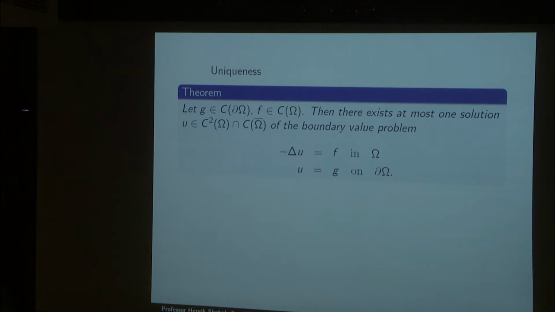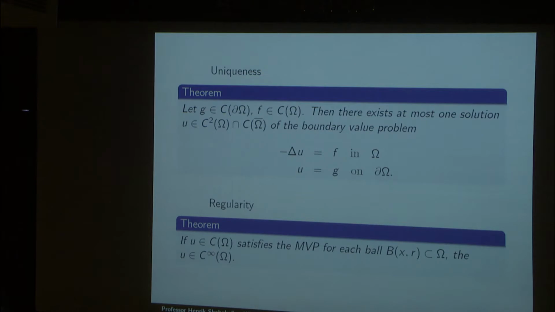Uniqueness part. The maximum principle immediately gives you uniqueness, because to prove uniqueness I take the difference of two functions and apply the maximum principle. If u1 and u2 are solutions of the same equation, then the Laplacian of u1 minus u2 is equal to 0, and u1 minus u2 is equal to 0 on the boundary. So I am back to a harmonic function and I get my condition. So that is uniqueness. Now this is the regularity part.